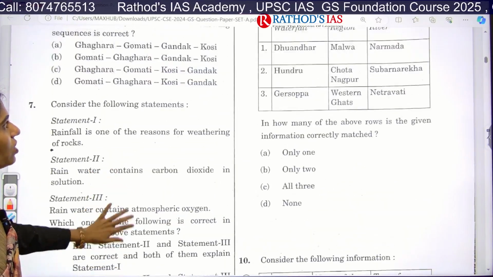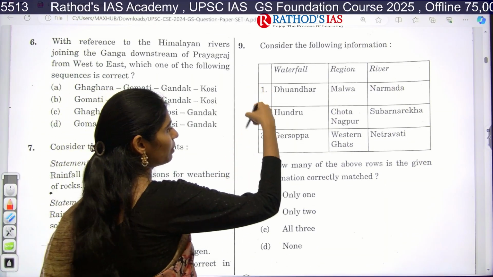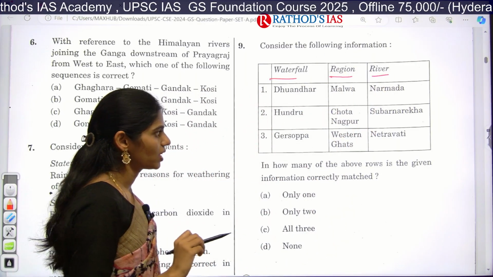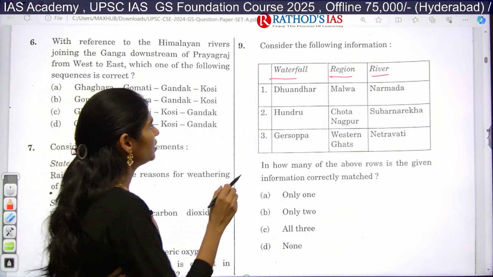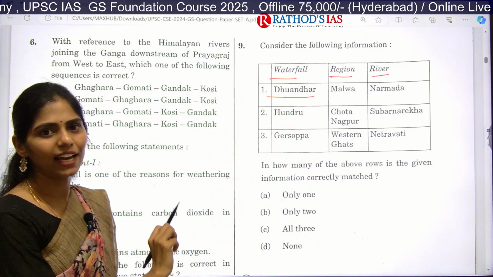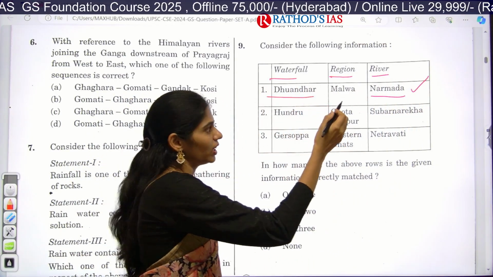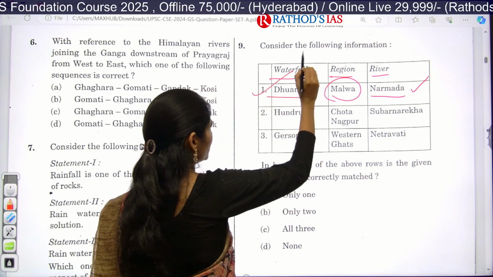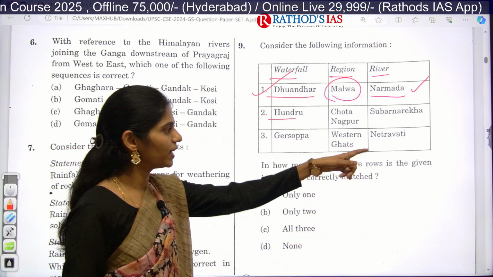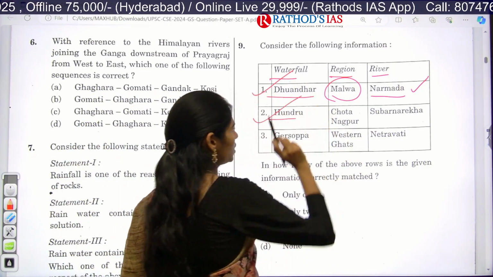And the 9th question is, consider the following information. So they gave a table format: waterfall, region and river. Okay. So here, the first one is Dhavandar waterfall. It is on the river Narmada and it is in MP. So it comes under the Malwa region. So this is correct. And the next one is Hundru waterfalls on the Subarnarekha, and again it is located in the Chota Nagpur Plateau region. So this is correct.